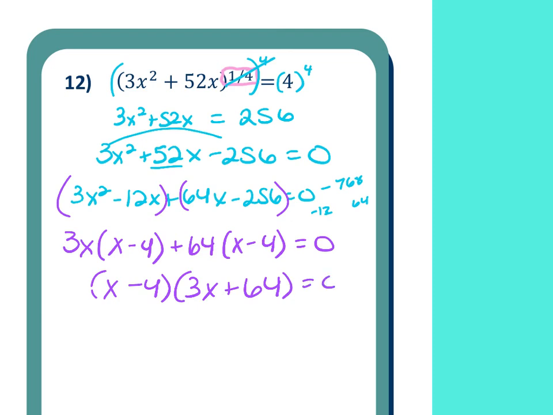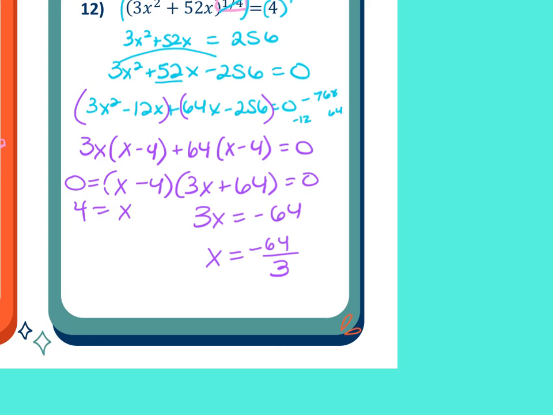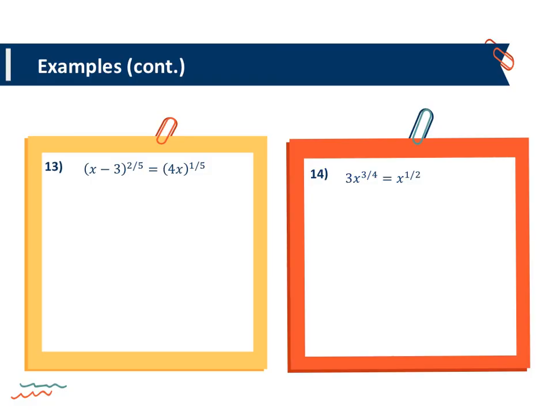Set them each equal to 0. X equals 4 and 3x equals negative 64. X equals negative 64 over 3. Again, we would plug them both in to check and would find that both work. Okay, last up.